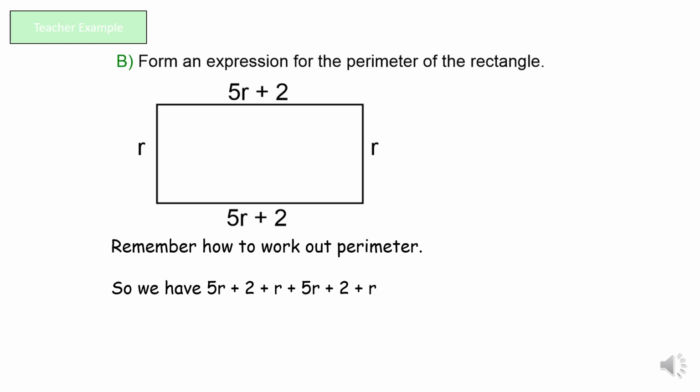Now as discussed, we're collecting the like terms here. First things first, we want to find how many r's there are. If you count out, 5r plus r is 6r, plus another 5r is 11r, plus the r right at the end is 12r. So we've got 12 lots of r, and then we've got plus 2 plus 2 as well, which gives us 4. So the final answer would be 12r plus 4. And that is us answering the question, forming an expression for the perimeter of the rectangle.